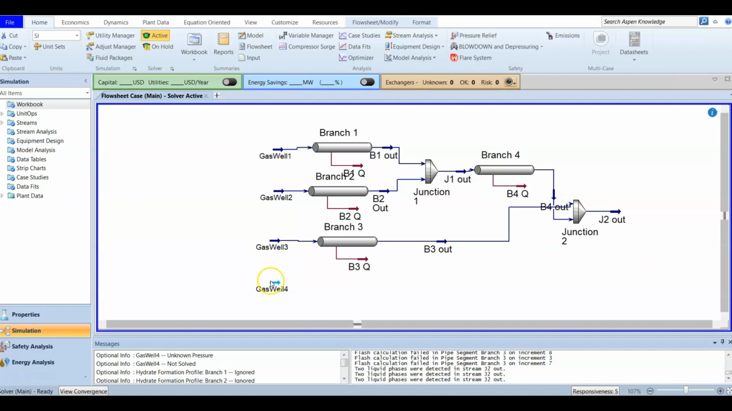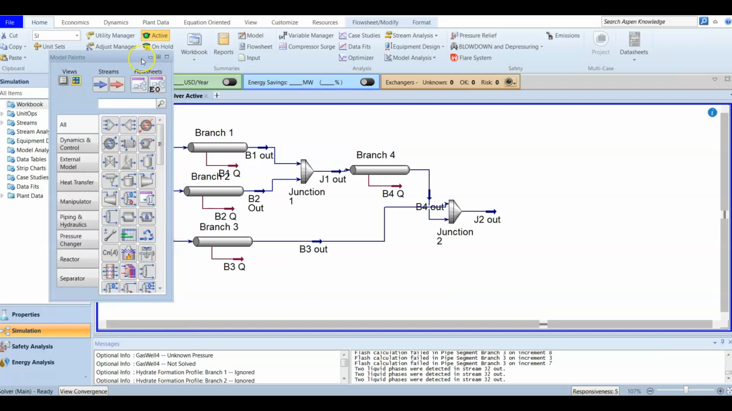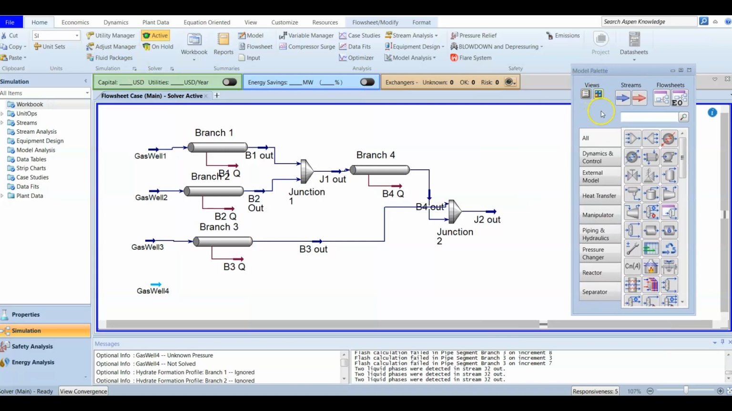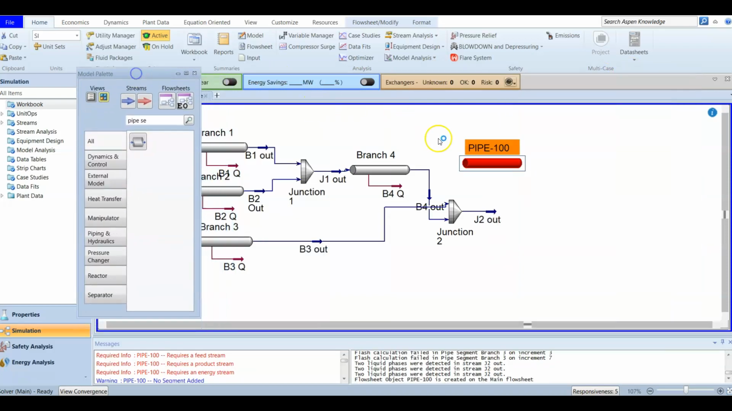We are going to do the same for our gas well number 4. We are going to add a pipe segment for it, which will be our 5th branch, and we are going to mix it with our G2. We are going to add a pipe segment here, and mix the gas well with it. We do the same way as for our gas well number 3. From the model palette, I'm going to add a pipe segment for G number 2, and I'm going to add it here.